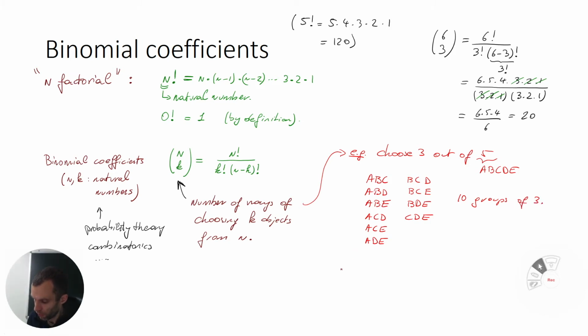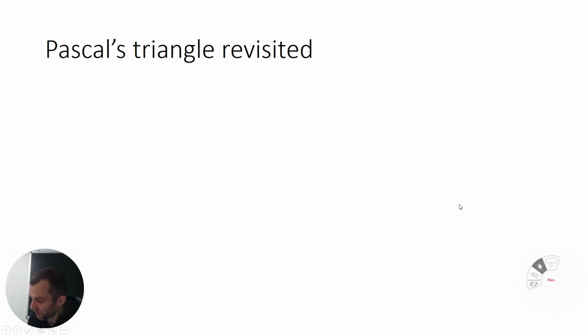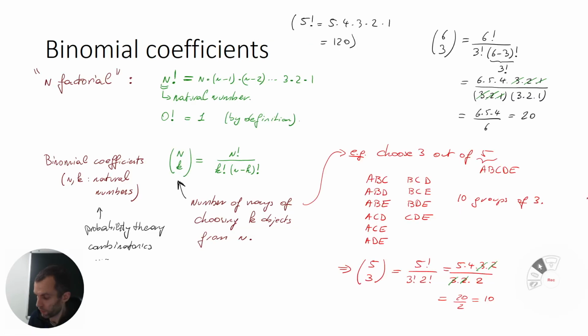And now let's use our new definition. So number of ways of choosing k from n. So we want to choose out of 5, 3 things. So that's binomial coefficient 5, 3, 5 factorial over 3 factorial times 2 factorial, and that's 5 times 4 times 3 times 2, over 3 times 2 times 2. And now I simplify 3, 2, 3, 2. And that gives me 20 divided by 2, which is 10. And that agrees exactly with the answer that we found earlier.